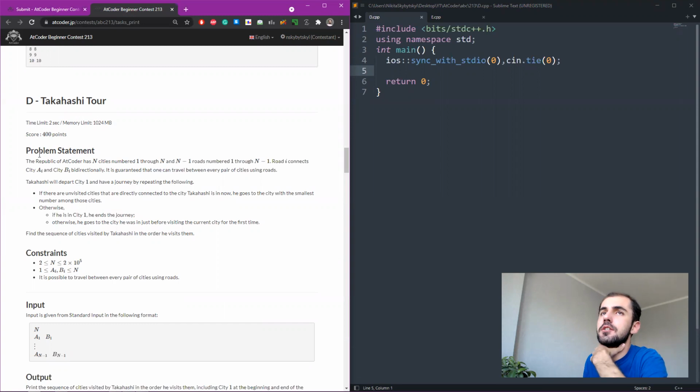The problem D, Takahashi Tour. The Republic of AtCoder has n cities numbered 1 through n and n-1 roads. So therefore it's a tree. Takahashi will depart city 1 and have a journey by repeating the following. If there are unvisited cities that are directly connected to the city Takahashi is in now, he goes to the city with the smallest number. Otherwise, if he is in city 1, he ends the journey, or he goes back to the city he was in just before visiting the current city for the first time. Find the sequence of cities visited by Takahashi in the order he visited them.